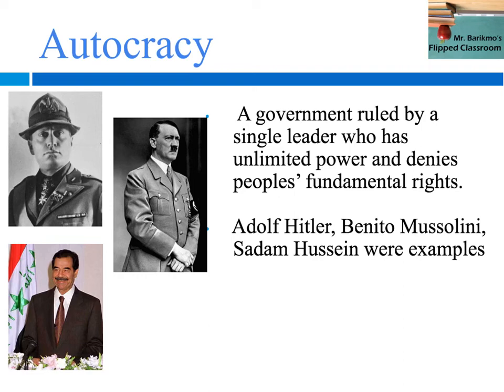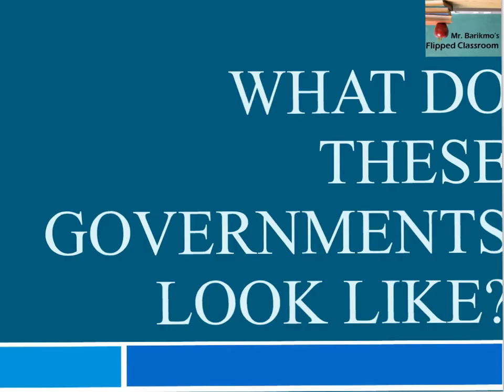Then we look at autocracy. Autocracy is pretty simple. It's one person in power. The single leader has unlimited power and denies people fundamental rights. Of course they're going to deny their rights, because if we give people their rights, they're going to rebel and they're going to revolt. You look at Adolf Hitler and Benito Mussolini, Saddam Hussein, classic examples.